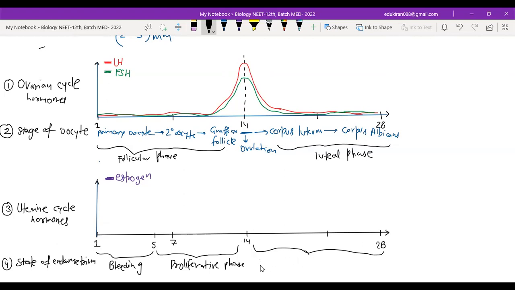Then the last phase, the secretory phase, starts from day 15 onwards. That is how I have also made you write the days. Please confirm the days that you have written. 15 to 28 is the secretory phase.